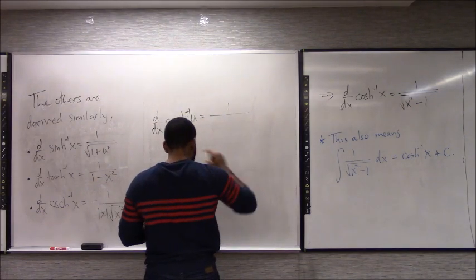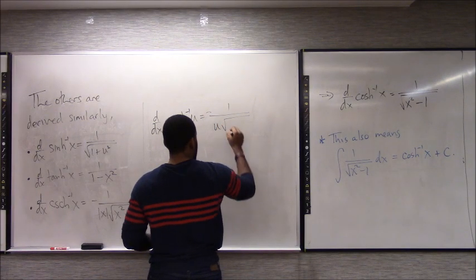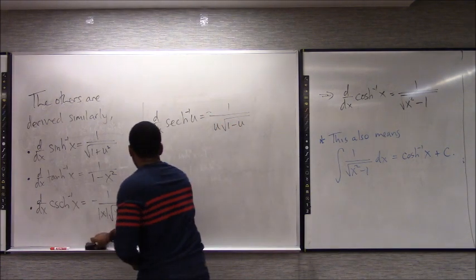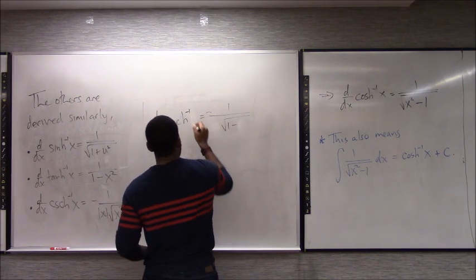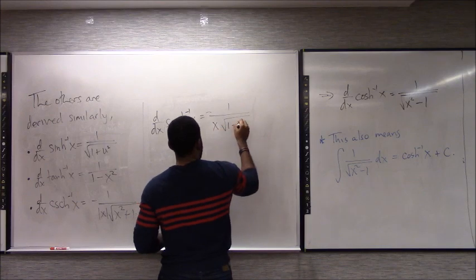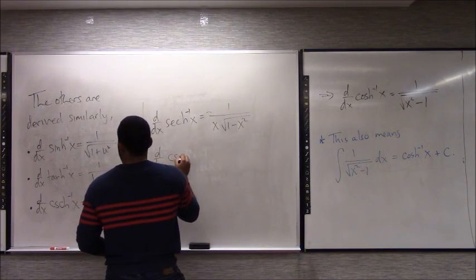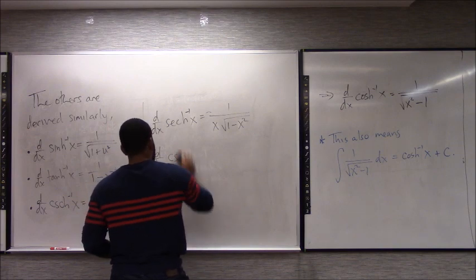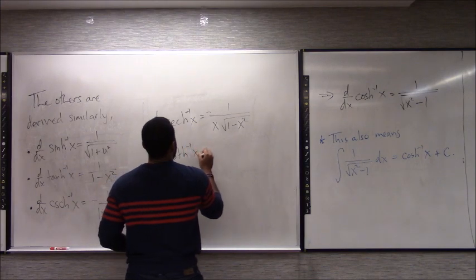This is going to be negative u times the radical of 1 minus u. I was writing down the chain rule versions, but I'm giving you the regular versions here. x minus x squared, and the derivative of the cotangent hyperbolic.